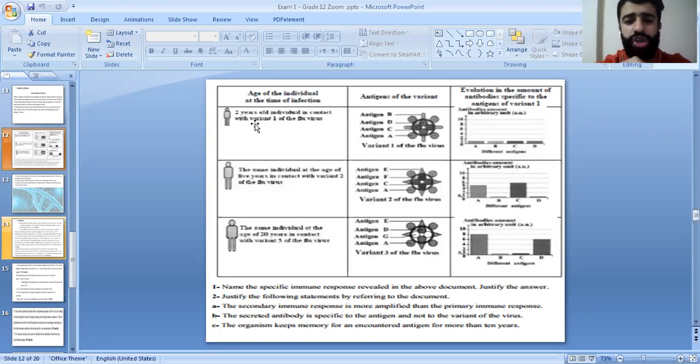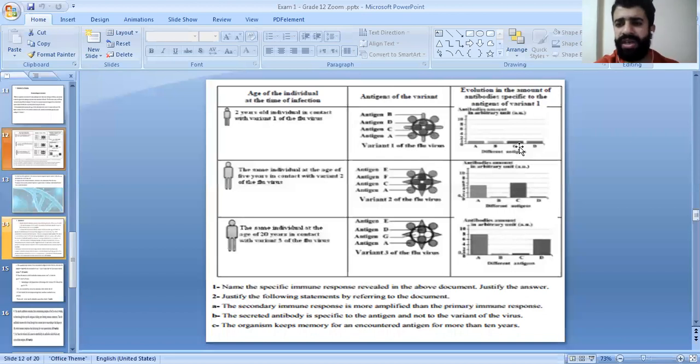We have the individual at 2 years in contact with variant 1 of the flu virus. Here we have antigens A, B, C, and D. These are antigens of the variant. Evolution of the amount of antibodies specific for antigen A, antigen B, antigen C, and antigen D: as you see, all of them are constant. They are one arbitrary unit, one AU. So all of them are constant.